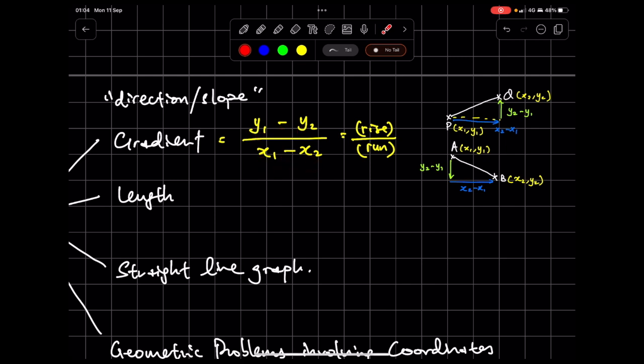One important thing is to make sure that this comes from the same point, and this comes from the same point. So pick one point to write down first, pick the other point to write down later, and remember it's always rise over run, vertical over horizontal, and that's it for gradient.